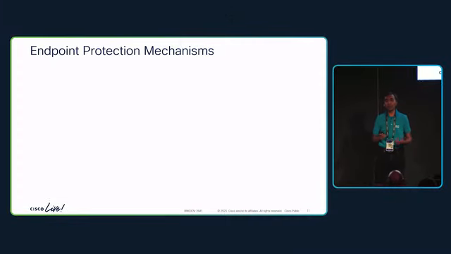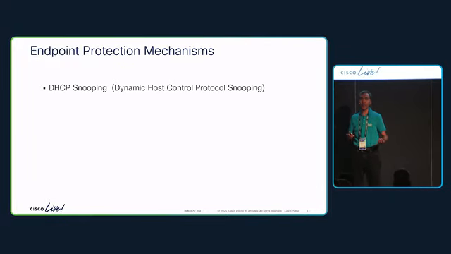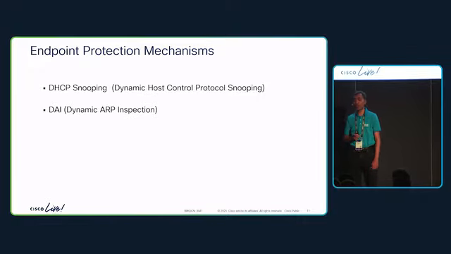So what do we mean by endpoint protection mechanisms? The endpoint is the same as the host, the client. So why do we need to protect the endpoint or the host? Because the entire data center, after all, exists for the host, and hence it makes sense to start with protection for the endpoint. So in this section, we are going to talk about 3 related features we are all familiar with: the Dynamic Host Control Protocol snooping, then dynamic ARP inspection, DAI, and IP source guard, IPSG.